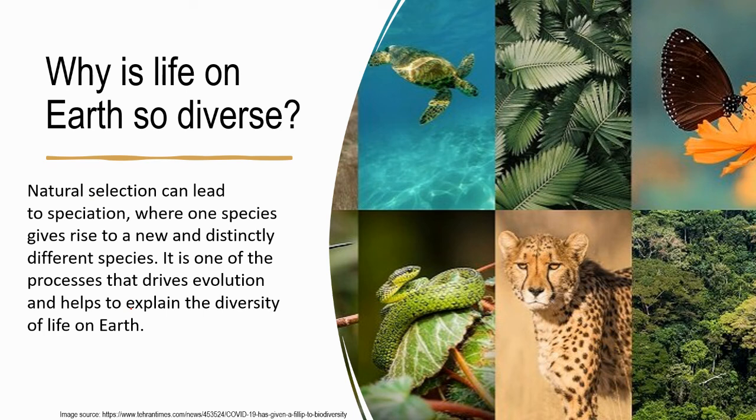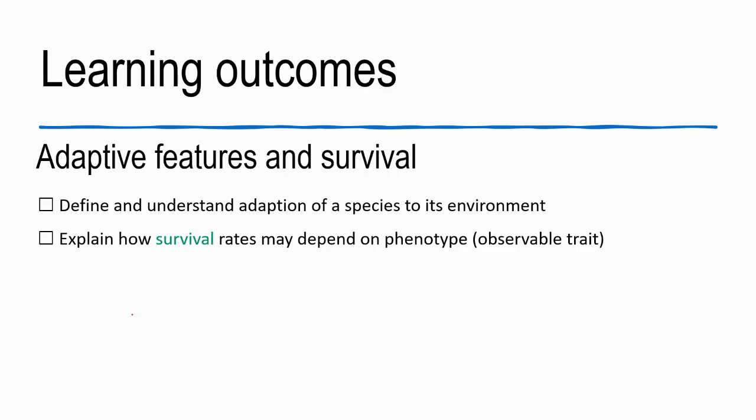So why is life on Earth so diverse? Natural selection can lead to speciation, where one species gives rise to a new and distinctly different species. It is one of the processes that drives evolution and helps to explain the diversity of life on Earth. So this video has been about adaptive features and survival, and we've defined and understood adaptation of a species to its environment and natural selection. And we've used it to explain how survival rates may depend on phenotype or observable traits. And we've also talked about how genetic variation leads to natural selection.